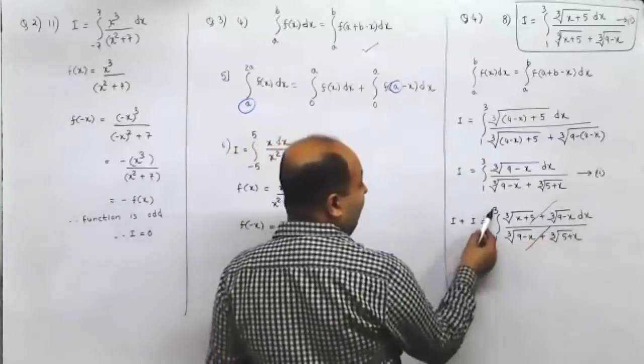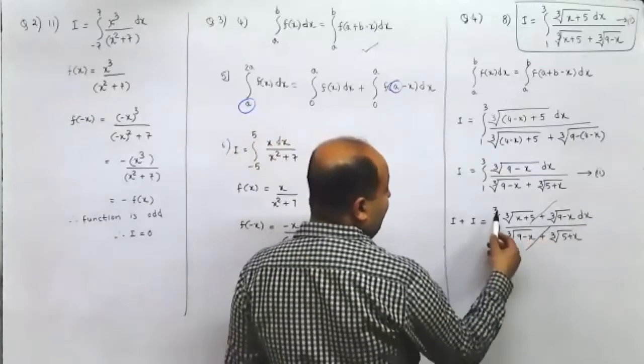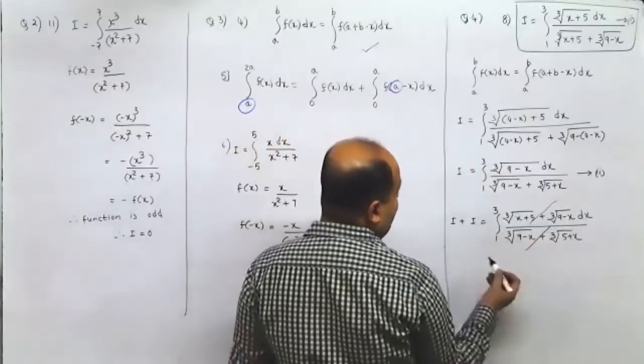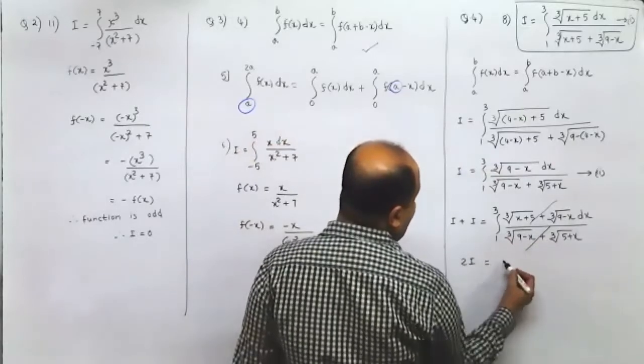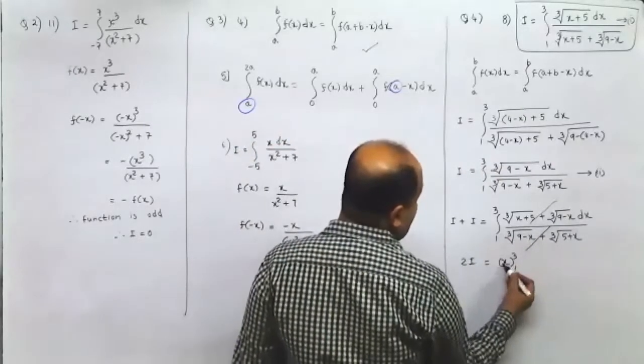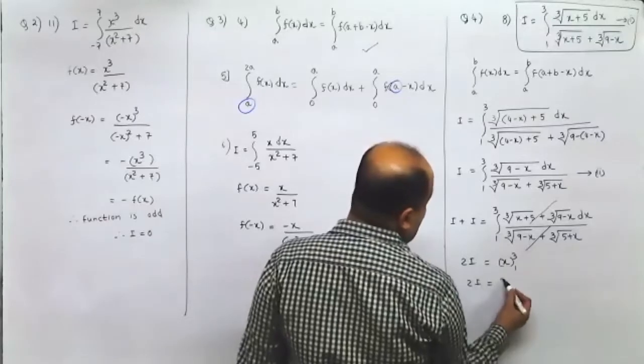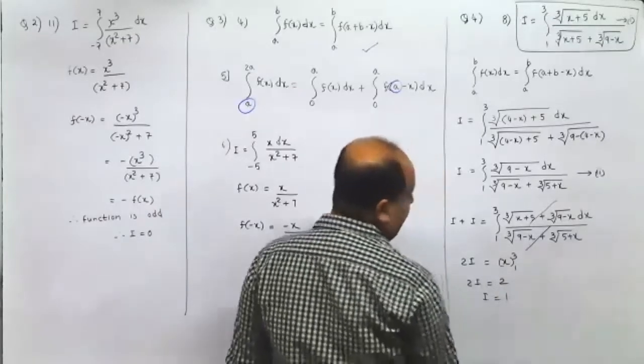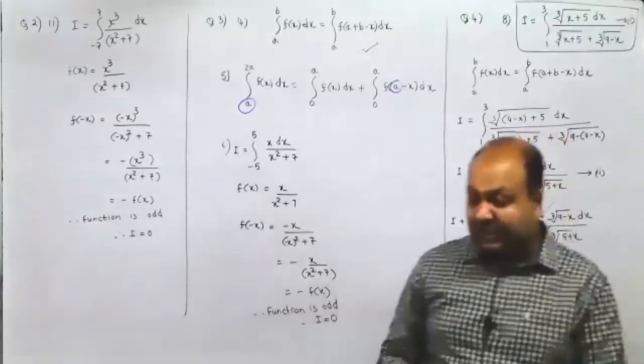It is always lower limit plus upper limit divided by 2. The lower limit minus upper limit divided by 2. So this would be 2I equal to x between 1 and 3. So this is 3 minus 1, that is 2. And I would be 2 upon 2, which is 1. Lower limit minus upper limit upon 2.